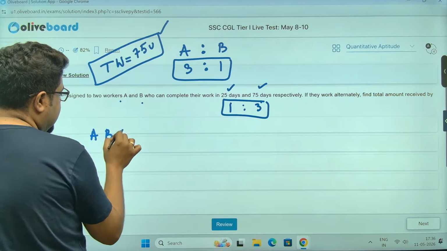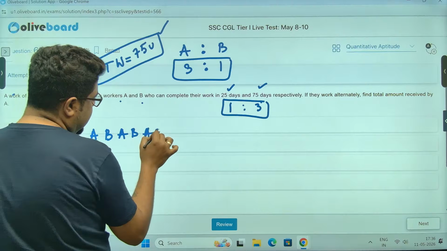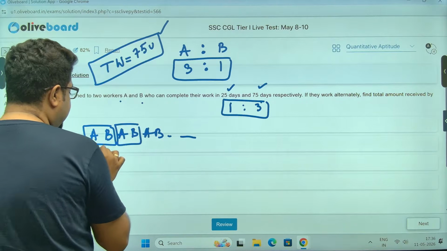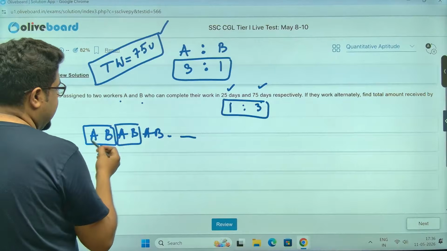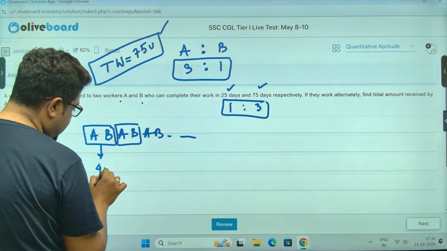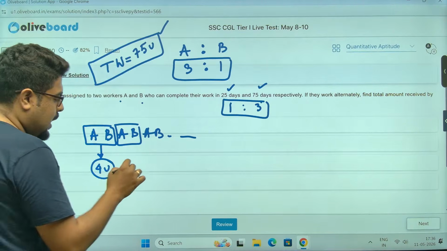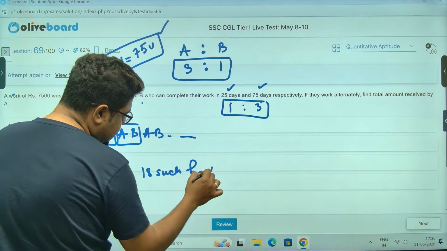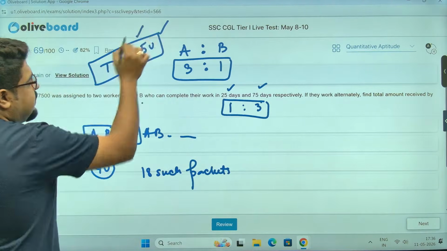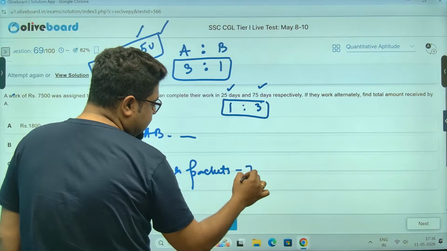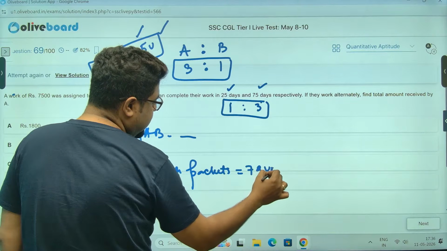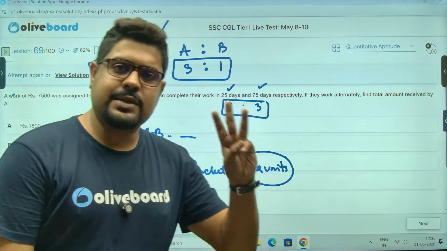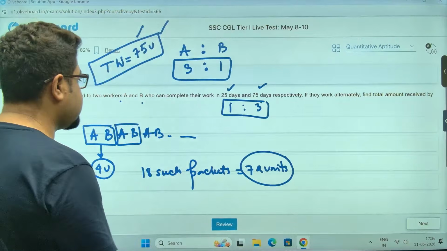So A, B, A, B, A, B, and so on. Take packets as I've told you always. So every packet, how much work is getting done? A is doing 3 units, B is doing 1, meaning 4 units of work is getting done. So I'll take 18 such packets because I need to get to just below 75. So 18 fours are 72 units of work done. That means 3 units are remaining.